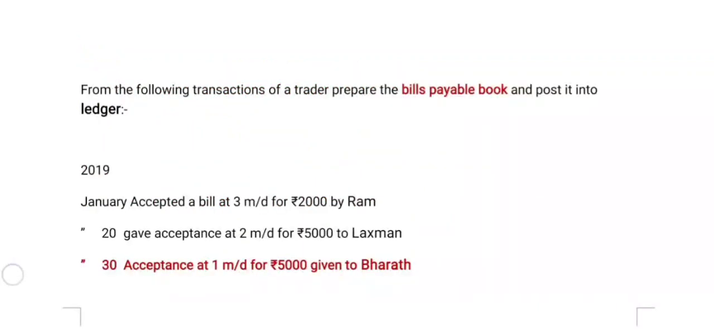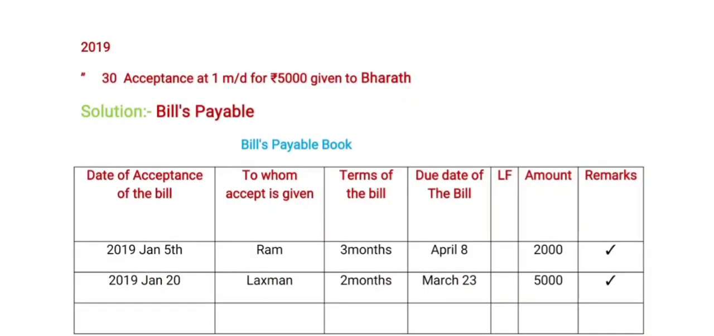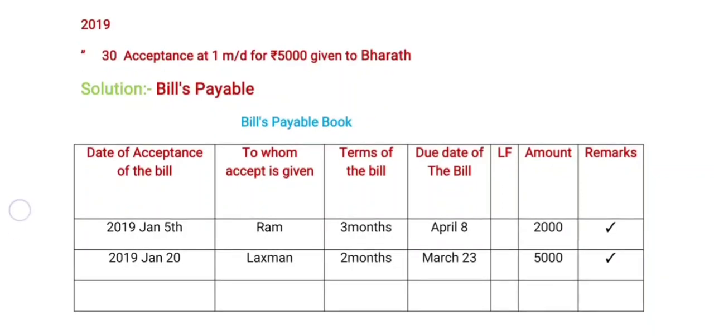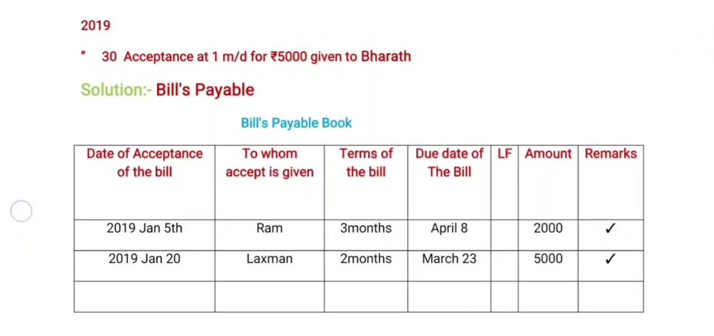Next transaction, that is January 30 accepted at 1 month for 5000 rupees given to Bharat. It is the last transaction. We are going to prepare the bills payable book. Here the date of the accepted bill is 2019 January 30. Now coming to the debtors or creditors column, it is the name Bharat. Now coming to the terms of the bill, it is given clearly, it is 1 month. Now coming to the due date of the bill, it is found out with the working note. We are going to the working note.